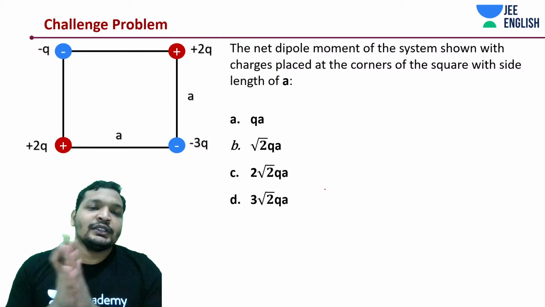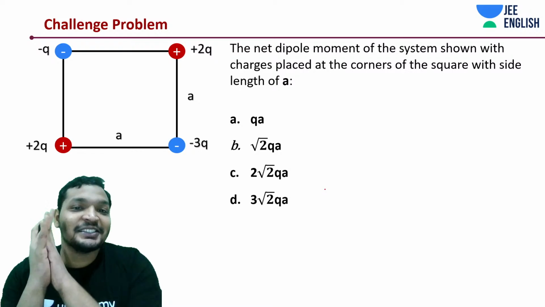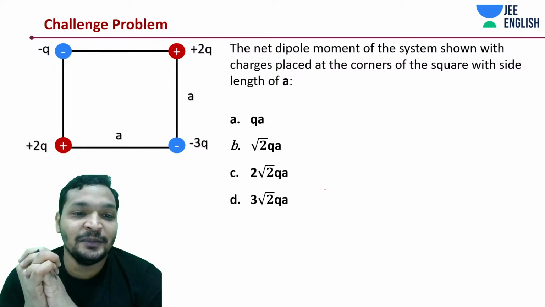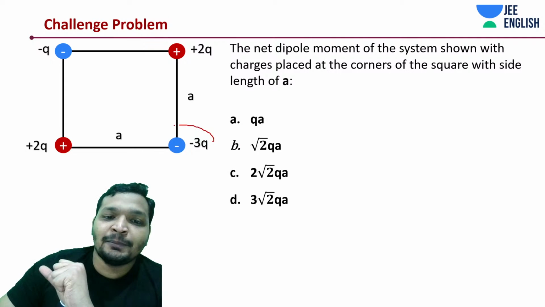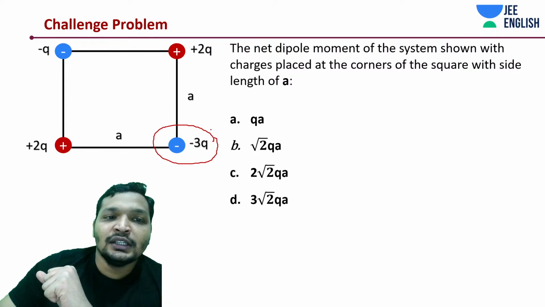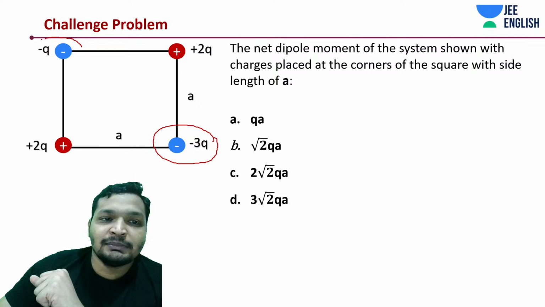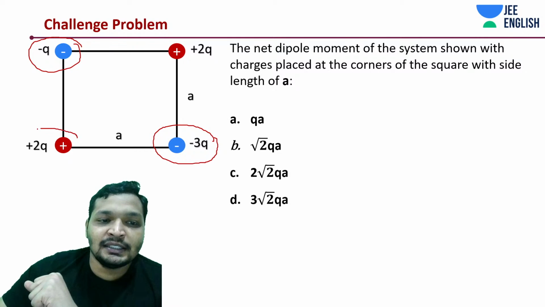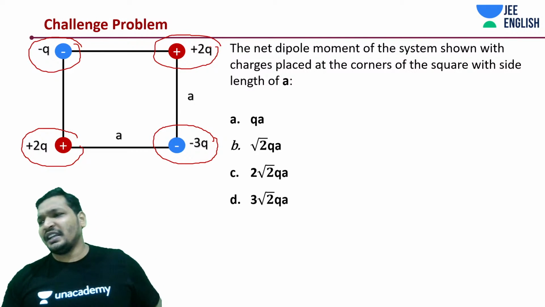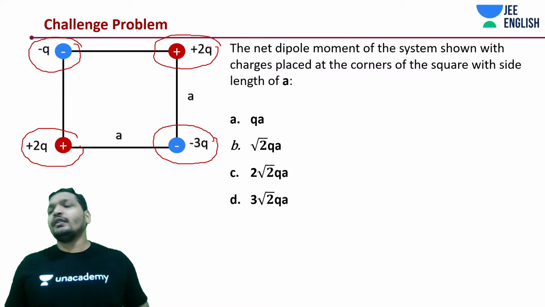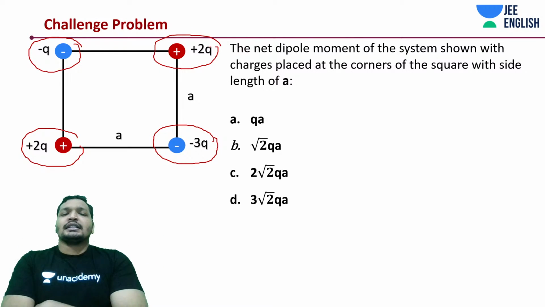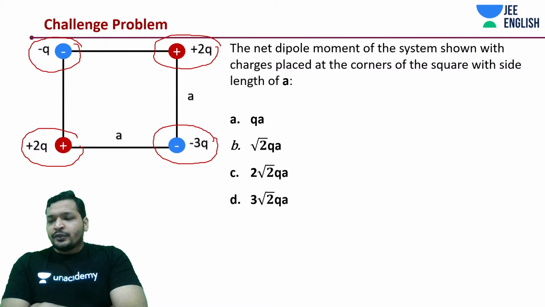Now, why don't you try out this problem? This is a very interesting problem. Have a careful look at the problem. Now there are a few changes in the problem. This is minus 3q and this is minus q. This is plus 2q and this is plus 2q. Try it out on your own once. Take like 2 minutes. I'll wait for 2 minutes. Post that I'll get started. Okay. Try it out on your own.